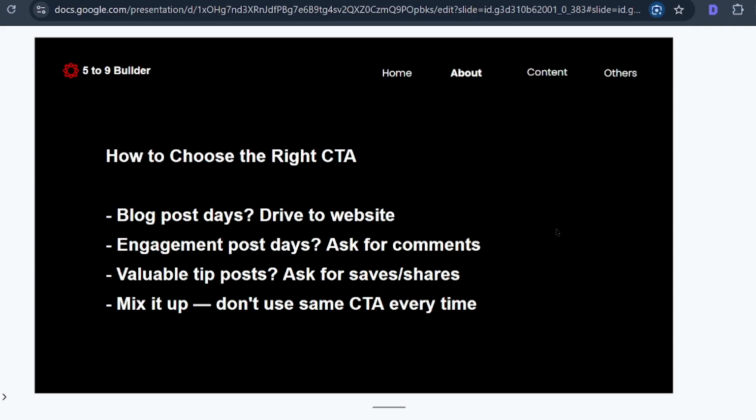Then you go to the engagement post days, those posts that actually ask people to do something within the comments or ask for comments. Okay, then valuable tip post, then ask for saves or shares, something like that. Okay, and then probably you have a prompt you want to share, or you want people to download the whole thing. You can go ahead and do the valuable tip and then let them ask for the saves or shares. Okay, then mix it up. You can just look at what actually suits the content, and then you go ahead and do that.